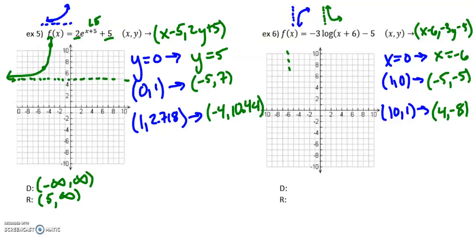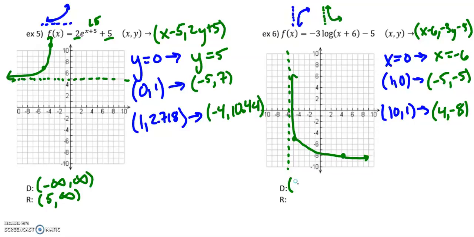So I put my vertical asymptote in first, going right down through there. (-5, -5) is going to be down here. And (4, -8) is going to be down there. Those points fit with my general shape, which looks something like that. And I get a pretty good idea of what that logarithm looks like.